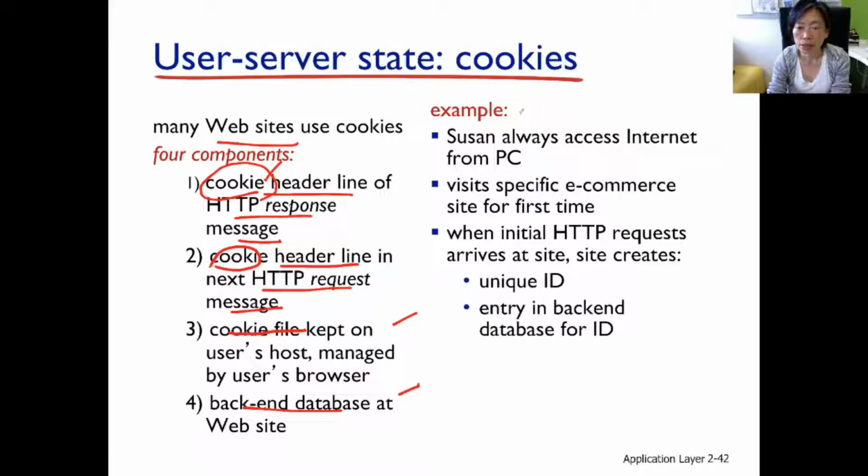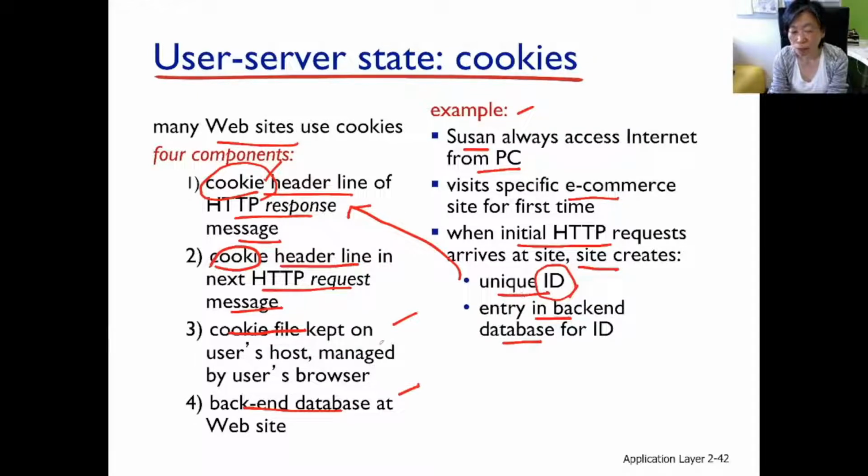Let's use an example to explain. It will work slightly better. Let's say Susan always accesses the internet from her PC, and she's visiting a specific e-commerce site for the first time. In the initial HTTP request arriving at the server, the site will create a unique ID, and that will be an entry added to the backend database. That ID is going to be carried in the message the site sends back to Susan. So that's going to be set cookie and then the number created here.